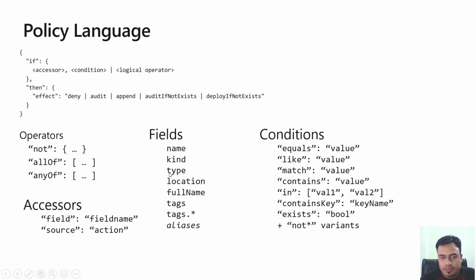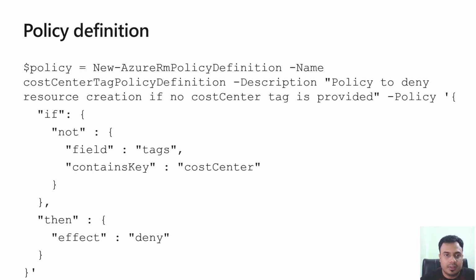And then you can use different fields: name of resource, kind of resource, type of resource, location, or name or text, whatever. And conditions can have operators like equal, like, match, contain, in, exist, contains key, those kinds of things. We will see some definitions by example so that we know how to use these things.